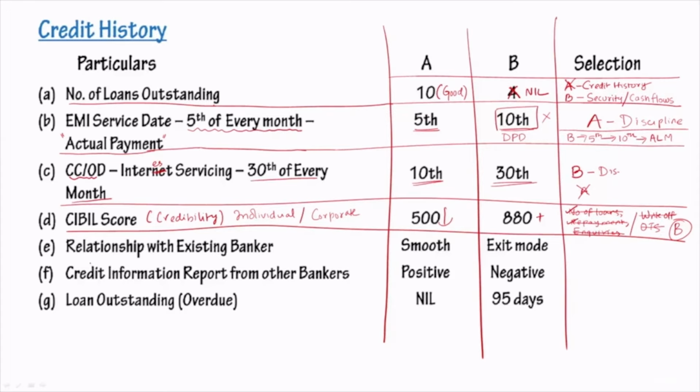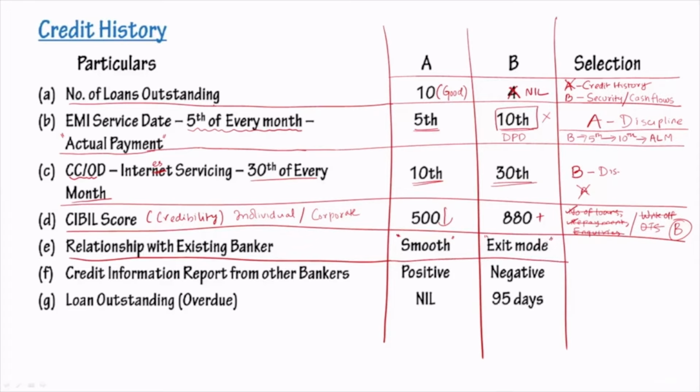Okay, next, relationship with the existing banker. The next parameter is the relationship with the existing banker. Now, let's say the customer already has a banking relationship, already the customer has availed a loan, but that customer has come to a new bank. So how will this new bank evaluate? He will try to understand what the relationship with the existing bank is. Is it a smooth relationship or is it in exit mode?